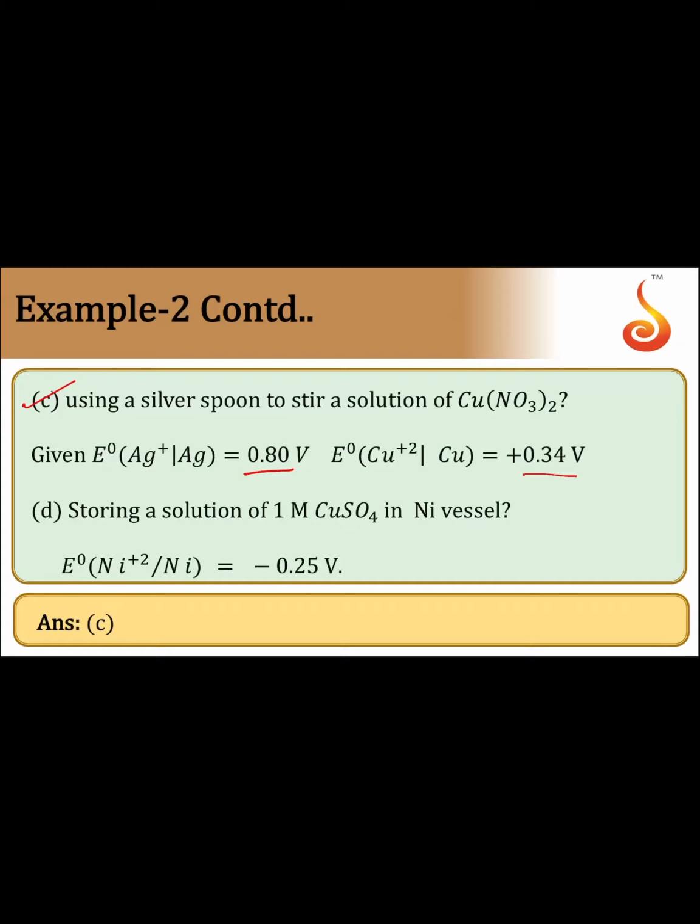And storing a solution of 1 molar CuSO4 in a nickel vessel. Copper's reduction potential value is 0.34, and nickel is minus 0.25. That means nickel can displace the copper, but copper cannot displace the nickel. So we cannot store the copper sulfate solution in a nickel vessel. So D is also wrong. So here the correct option is option C.